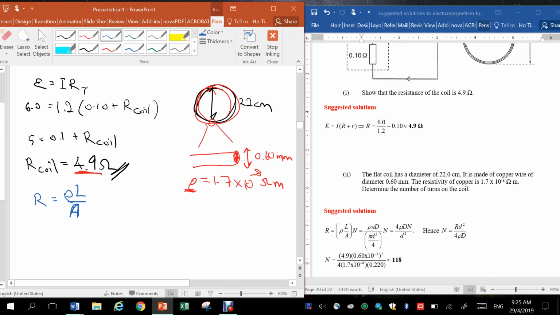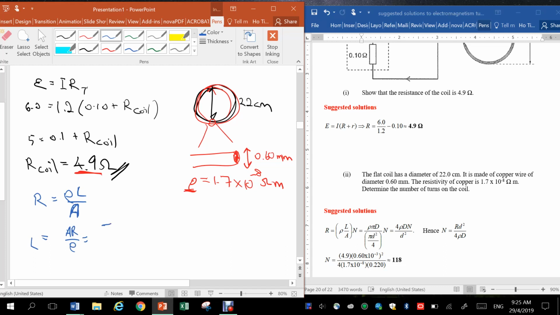Well, if you can find the length of the wire, and divide by the circumference, you can find the number of turns, right? So let's try and find L. For me, I will find L first. I break it up. L equals A R over rho.